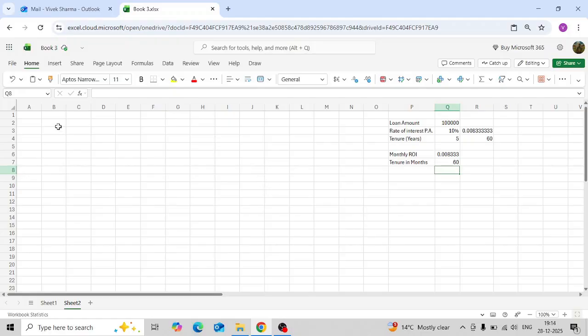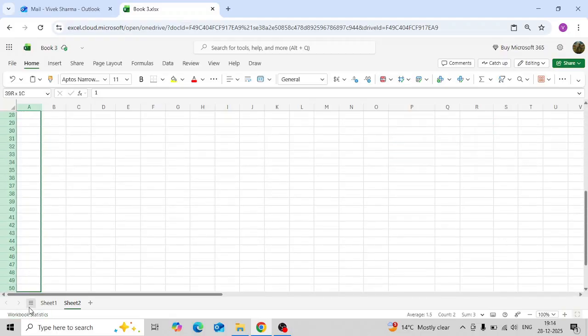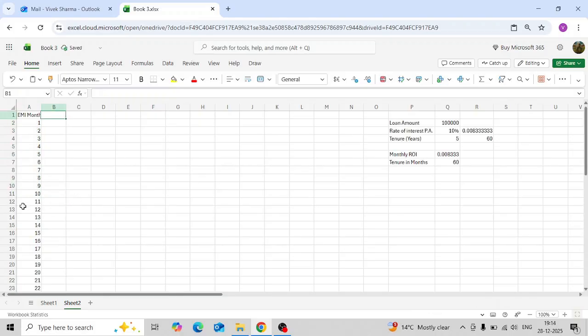Now our amortization table will have a total of 60 payments. Why 60? Because we have taken a loan for 5 years, which translates into 60 months. So the first column would be EMI month. So EMI month would be 1, 2, and it will go till 60.